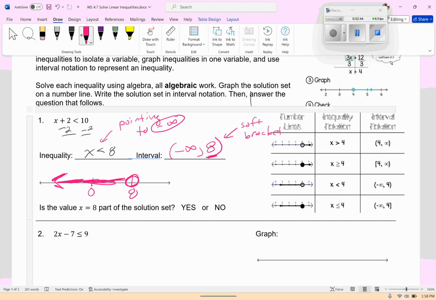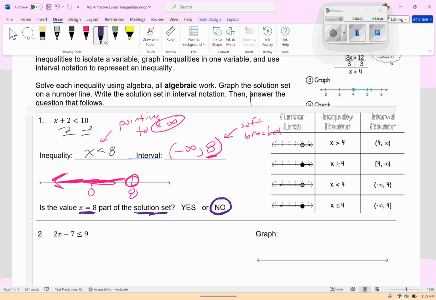Okay, and now they ask this last question: is the value x equals 8 part of the solution? Is it an open or a closed dot? Does the 8 have a square bracket or a round bracket? First off, is it an open or closed dot at 8? Open. So it's a soft bracket at the 8. So is 8 part of the solution? No. It's not part of the solution because it doesn't fit in appropriately.